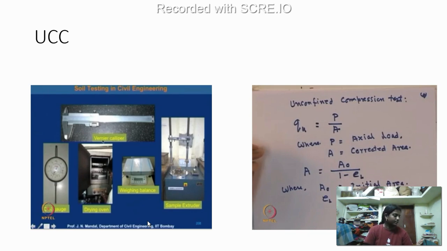Next one is going to be your UCC test. So the unconfined compression test, we call that the unconfined compression test. This is a very important test for your clay soil. For clay soil, if we need to find out what the shear strength could be, we do this test. So we are going to apply a compressive load. We are not going to apply a shear load, we are going to apply a compressive load. Then we are going to find out what the shear strength could be from the test.